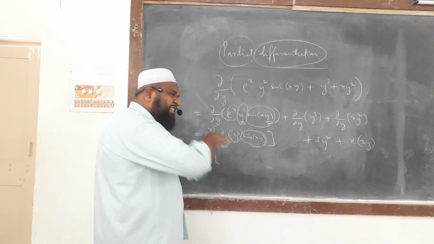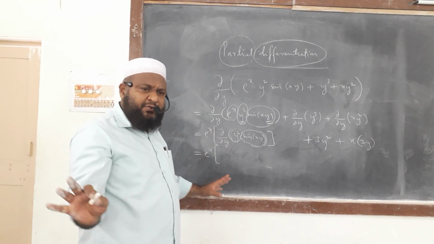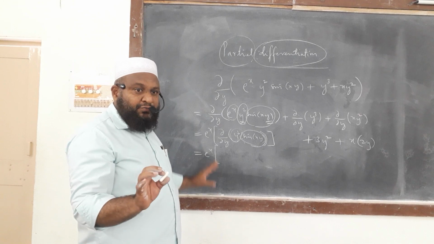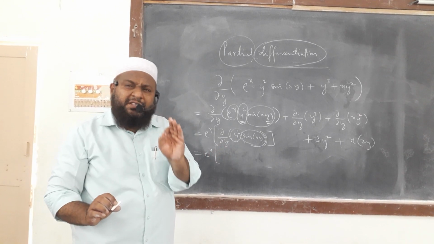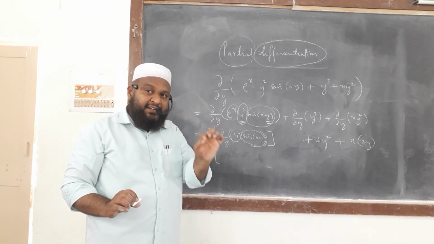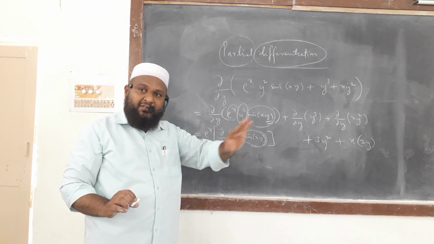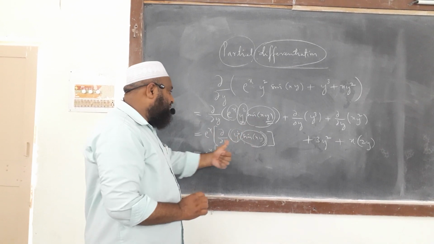So what shall we do? Same rules of differentiation. No special rules separately for that. Partial differentiation, except this small change. We are treating only one as variable, remaining all as constants. So come on, tell me.